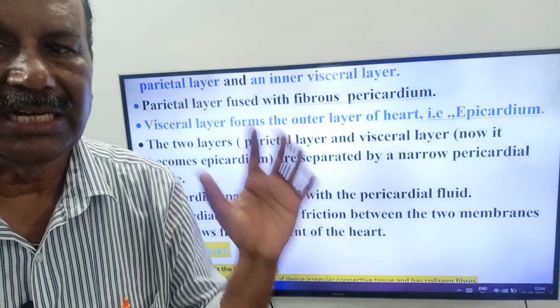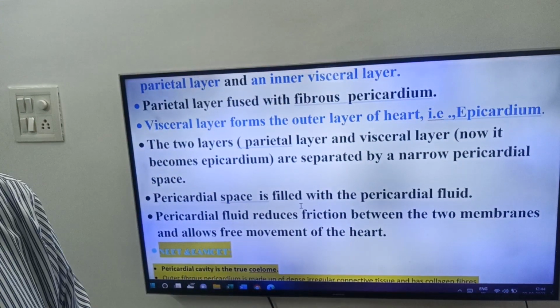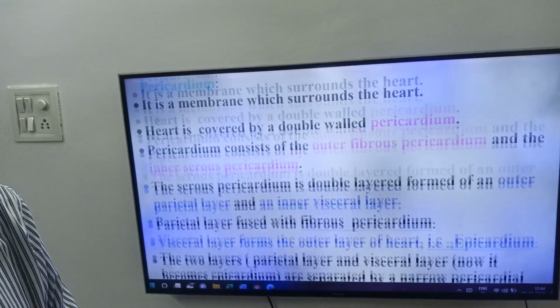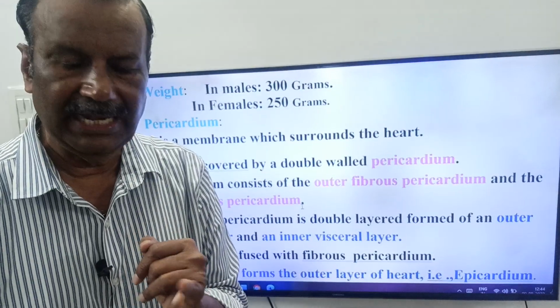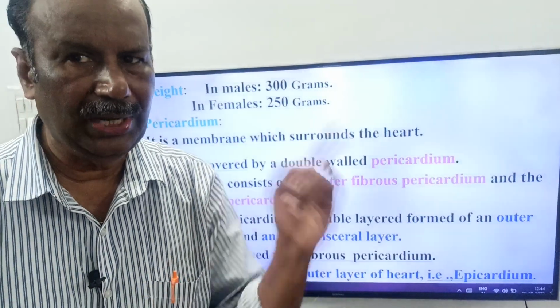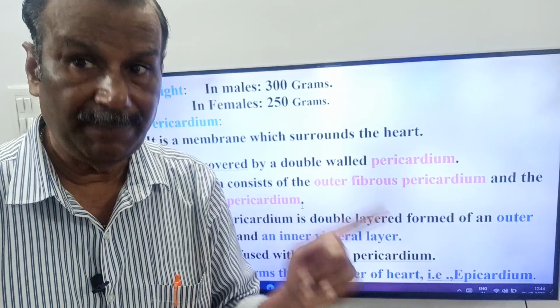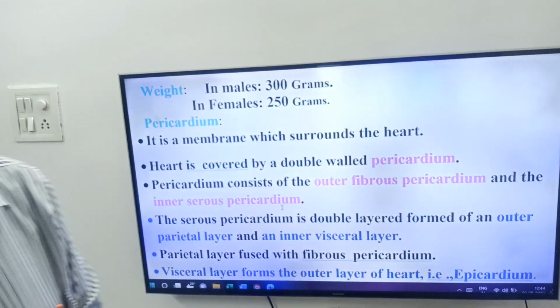Okay, friends, that is about the pericardium. Once again, friends, here you have to remember what are those two layers. Outer fibrous pericardium, inner serous pericardium. Inner serous pericardium once again divided into two layers. What are they? Outer parietal layer, inner visceral layer.